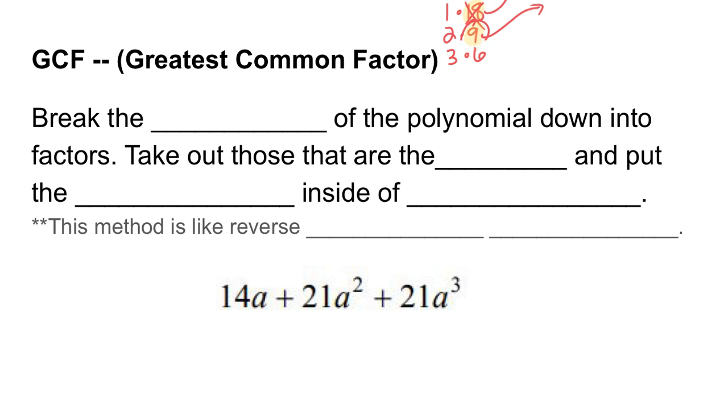When we're looking at GCFs with these polynomials, that's what we're going to be looking for. We're trying to find the biggest number that will go into each of the terms of the polynomial. So you're going to break the terms of the polynomial into factors, take out the ones that are the same, the common ones, and put the leftovers inside of parentheses. Doing GCF is basically like reversing your distributive property.